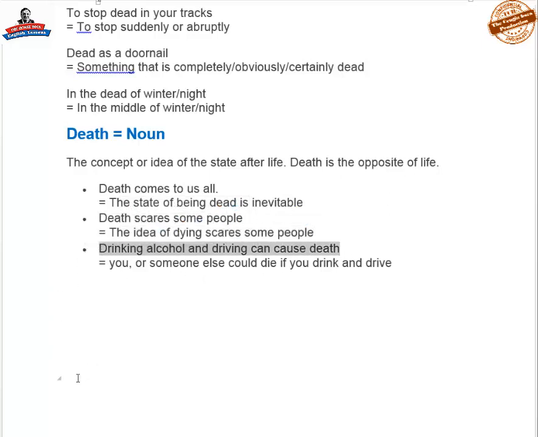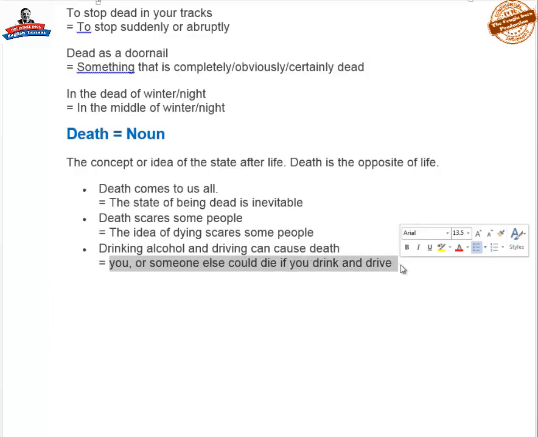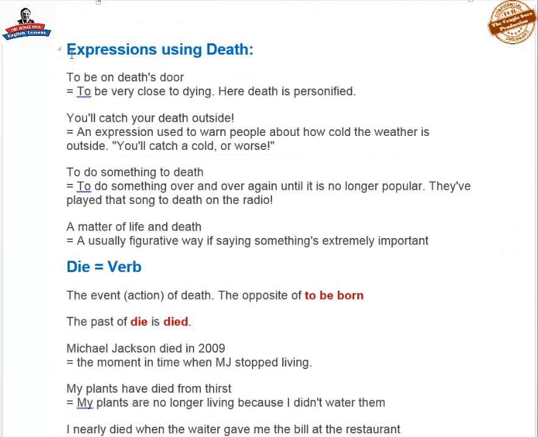Drinking alcohol and driving can cause death. You or someone else could die if you drink and drive. Expressions using death. To be on death's door. This means to be very close to dying. Here, death is personified. It's made like a person.